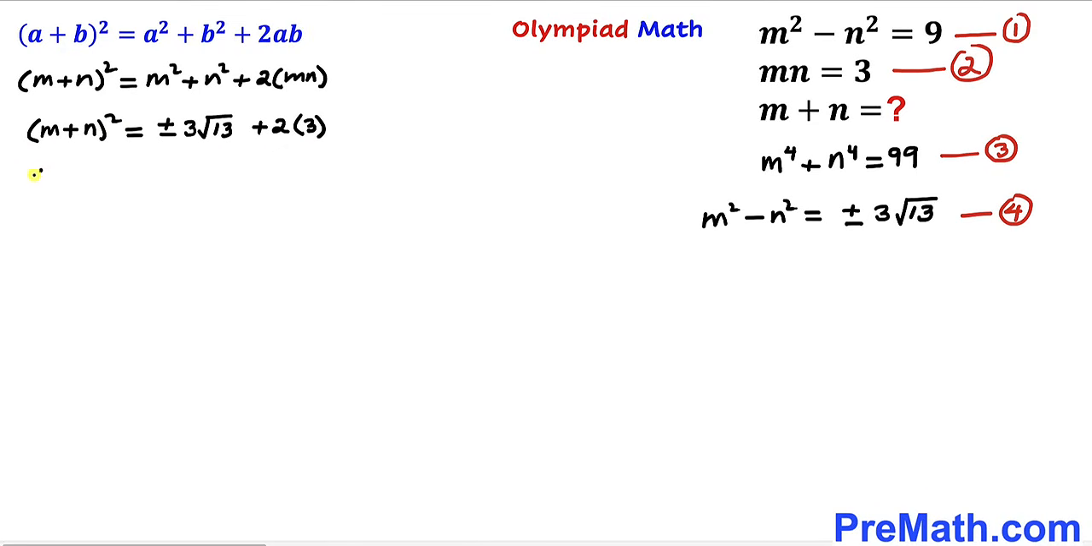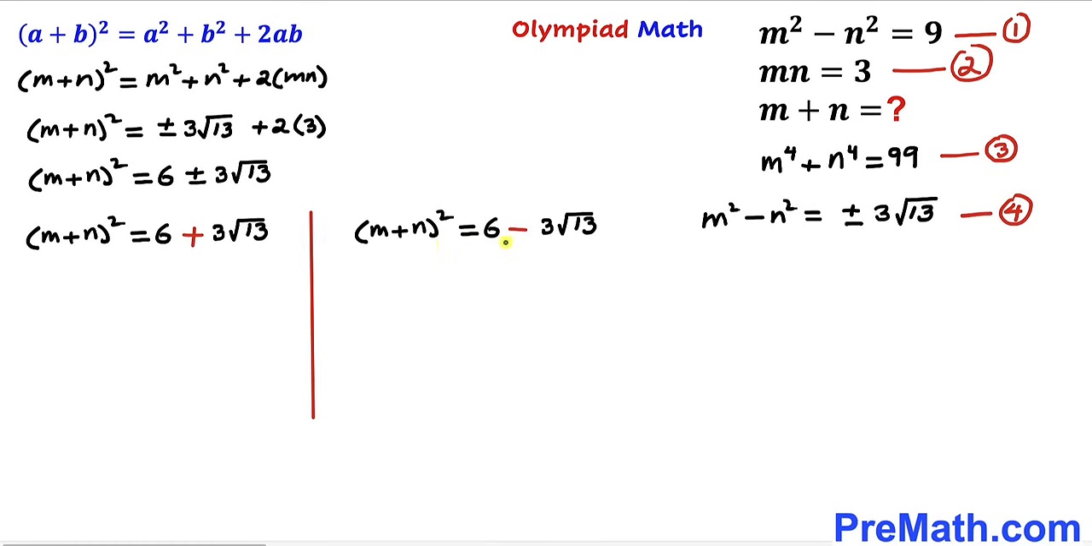So therefore we can write this one as (m plus n) whole square is going to be equal to, I'm going to write down this 6 first, and then I'm going to write down positive or negative this whole thing, 3 times square root of 13. It doesn't make any difference whatsoever. And now let's focus on these two signs, positive and negative. We are going to separate them. As you can see in this next step, one with a positive sign and one with a negative sign in between.